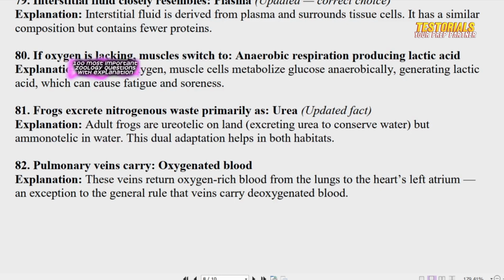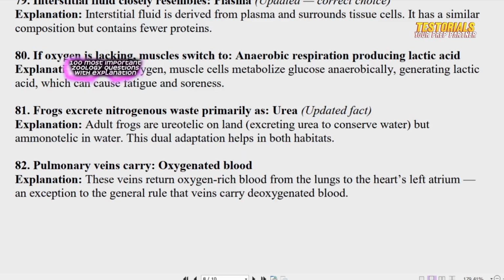81. Frogs excrete nitrogenous waste primarily as urea, updated fact. Explanation: Adult frogs are ureotelic on land, excreting urea to conserve water, but ammonotelic in water. This dual adaptation helps in both habitats.